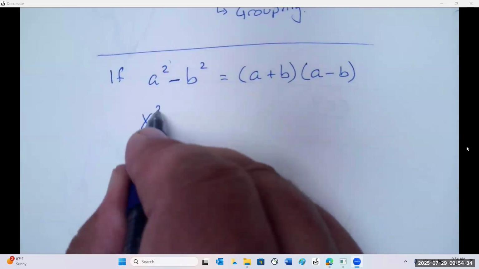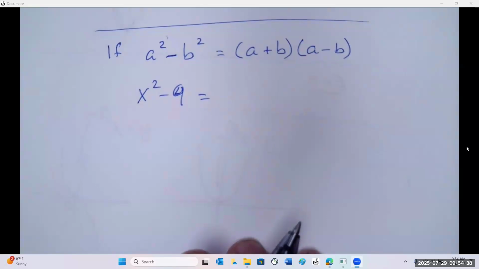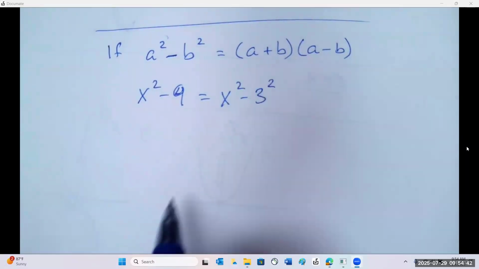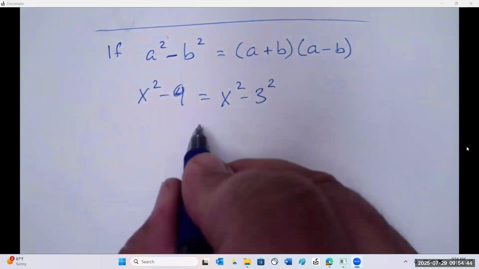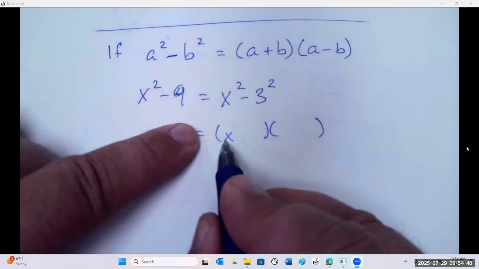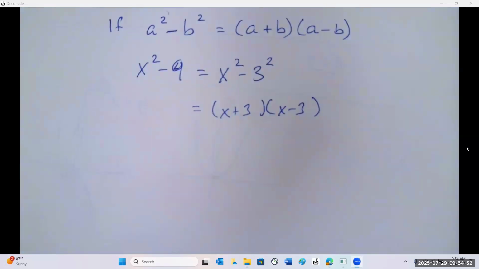So if we had x squared minus 9, that's the same thing as x squared minus 3 squared. So it's (x plus 3)(x minus 3). Again, this is the third time we went over the same rule since chapter 3.